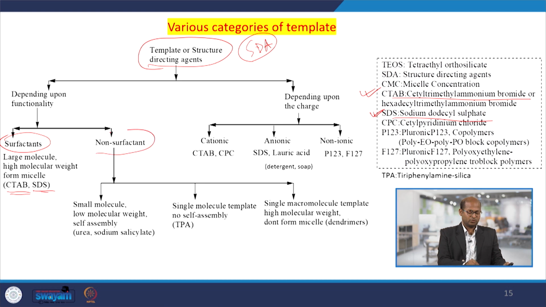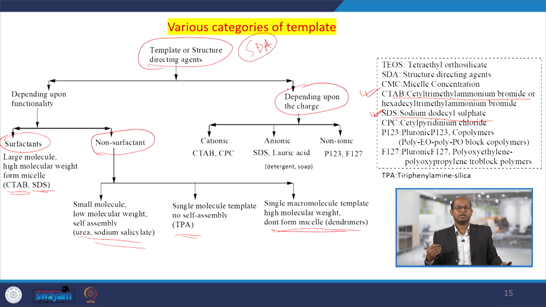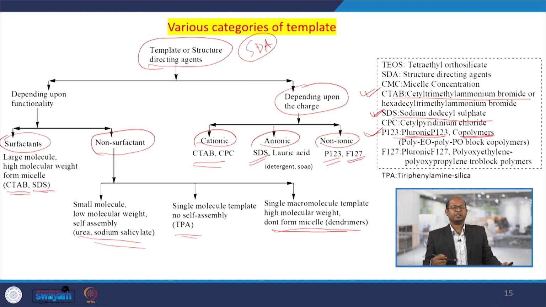Sometimes we can use non-surfactant materials also. We can classify the structure directing agents in different ways: cationic, anionic or non-ionic. If it is cationic, CTAB is usually used, for anionic it is SDS, and for non-ionic it is P123 or F127. These are the materials we can use for preparing particular mesoporous or microporous materials.